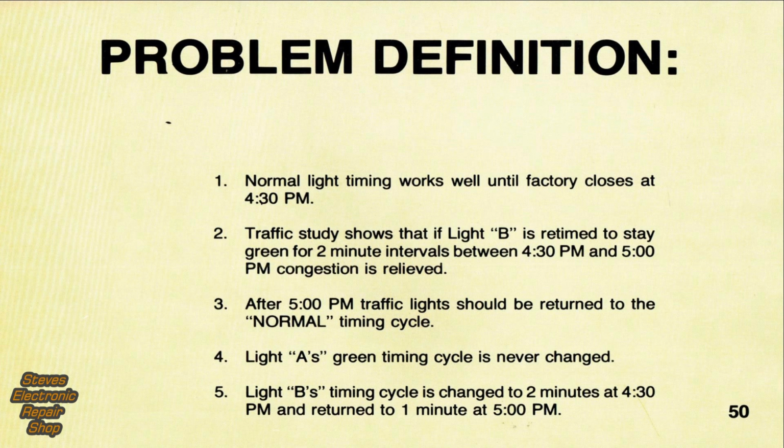Also important is the fact that light A's timing cycle is never changed. It remains at 2 minutes, but we must change light B's timing cycle, 2 minutes at 4:30, and return it to 1 minute at 5 o'clock. Okay, with these points in mind, let's proceed with our flowchart.